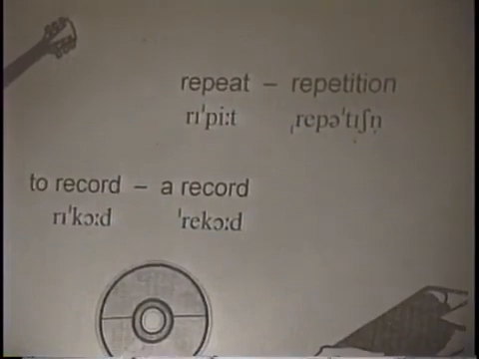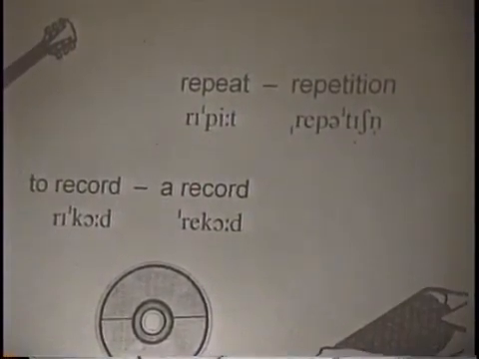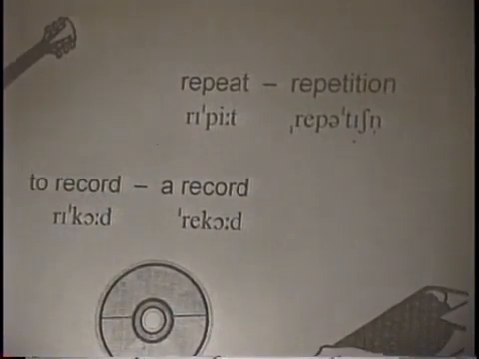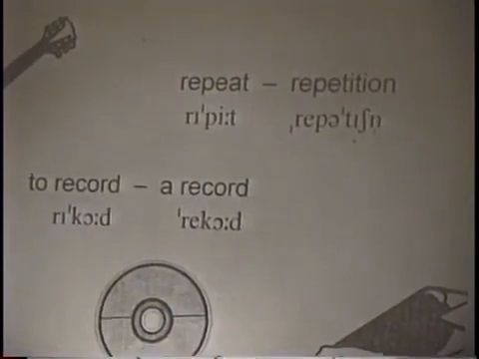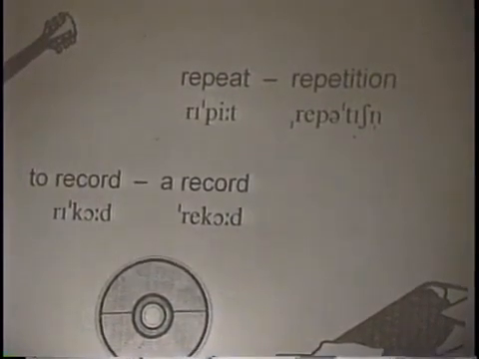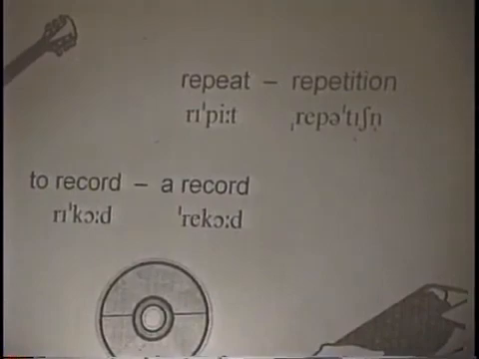Some do, some don't. Here we have the verb to record, and the noun, a record. Americans sometimes weaken the second vowel and say record, but on the whole in British English we don't. We keep a strong vowel always in the second syllable and say a record.